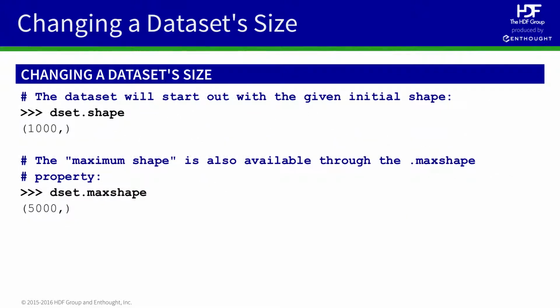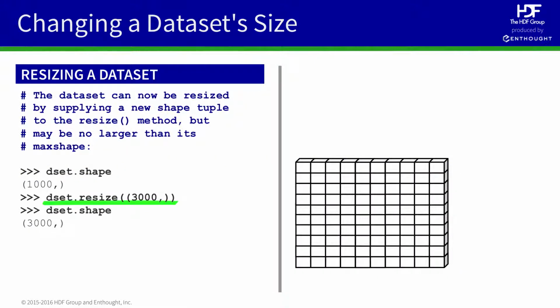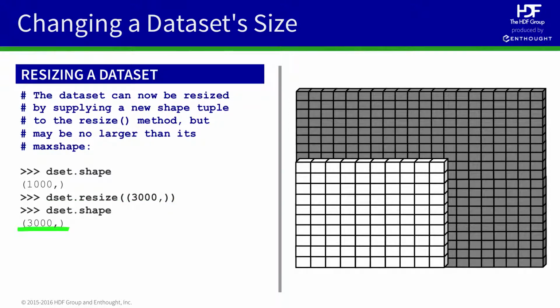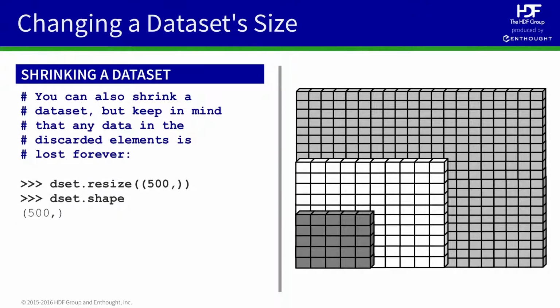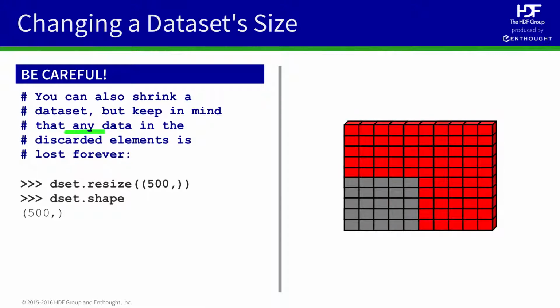Having created the dataset, we can retrieve the shape. As specified, the current shape is 1000, and the maximum shape, or maxshape, shows 5000 elements. Now, we can use the resize method, specify the new shape we want, and HDF5 will resize our dataset. We can also make the dataset smaller. In this case, we resize it to size 500. Keep in mind that unlike NumPy, when you shrink a dataset, any data in the elements which are thrown away is lost forever.